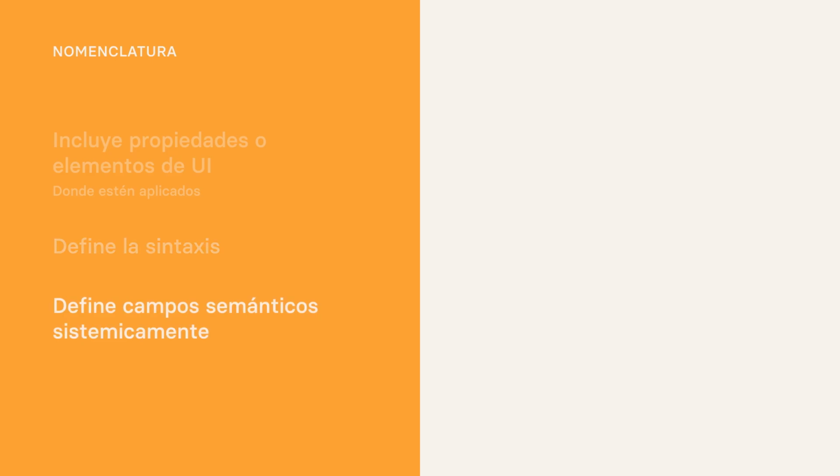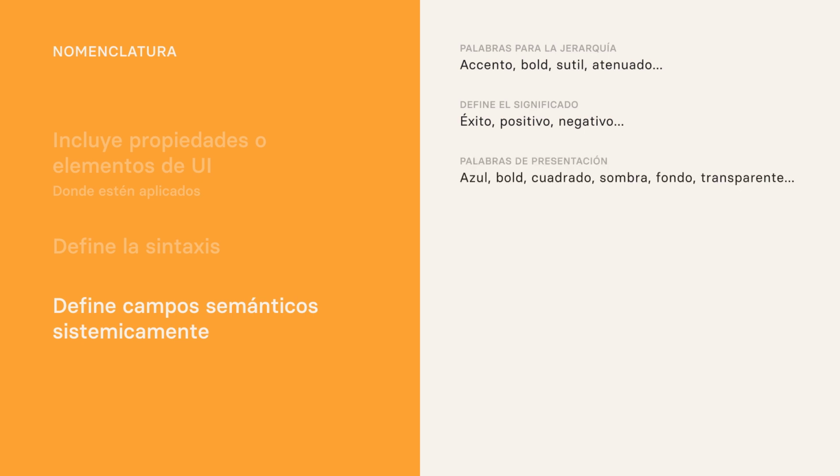Define semantic fields systematically. Words for hierarchy, like emphasis, bold, subtle, subdued. Define meanings, like success or positive or error. Presentational words, blue, bold, square, shadow, background, transparent. Sizes, large or L, small or default.